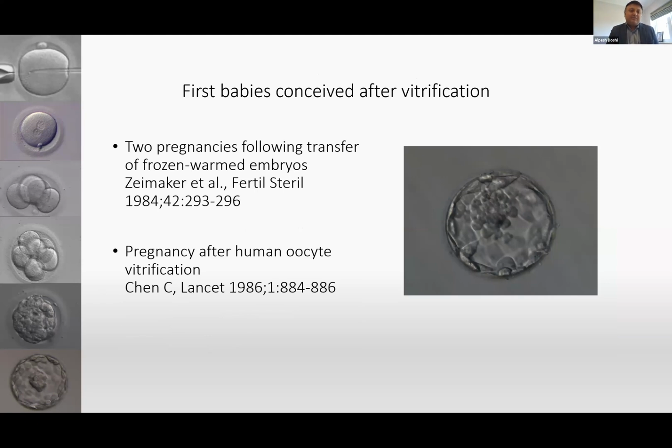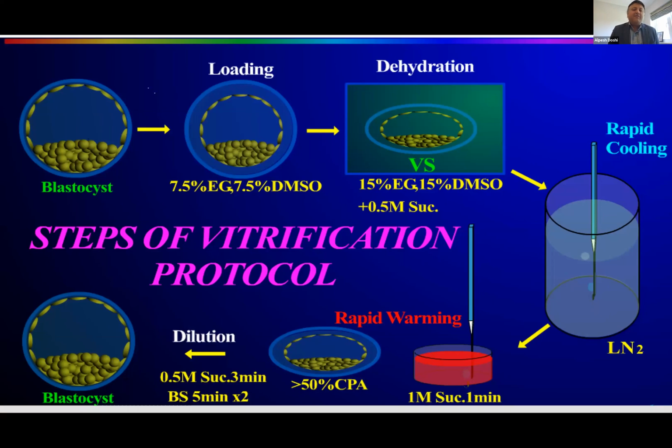So we all know that vitrification has been around for many, many years. The first pregnancy using vitrified embryos was reported in 1984, and the first pregnancy using frozen oocytes was reported in 1986. So again, it's been around for a while.